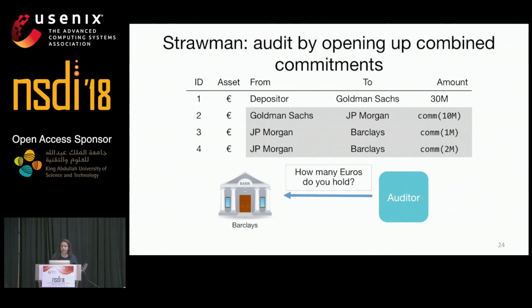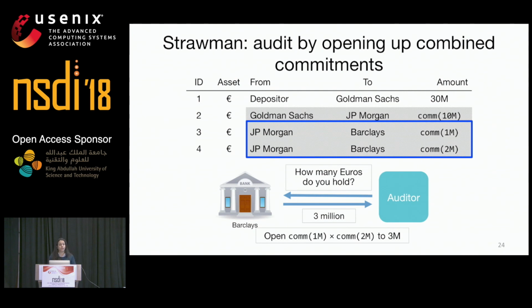The auditor will ask the bank, how many euros do you hold? And the bank will respond with an answer, 3 million. But the bank will also respond by opening up the commitments of the sum of these 2 transactions. The auditor can then go and compute the sum, the product of the commitments itself, and verify that this actually checks out.